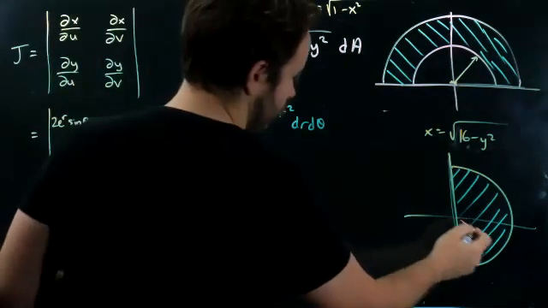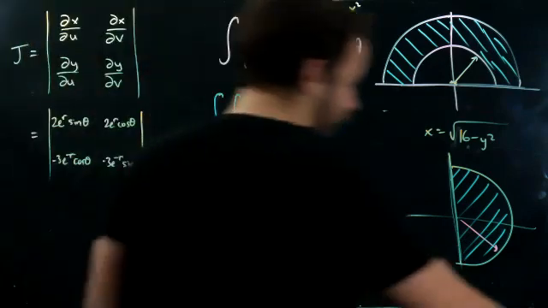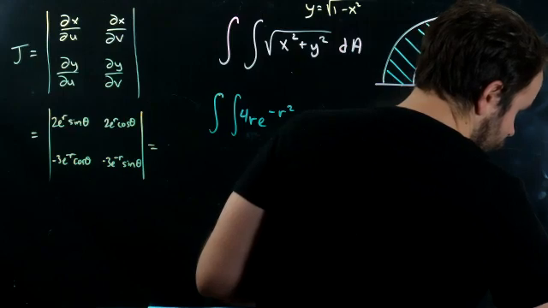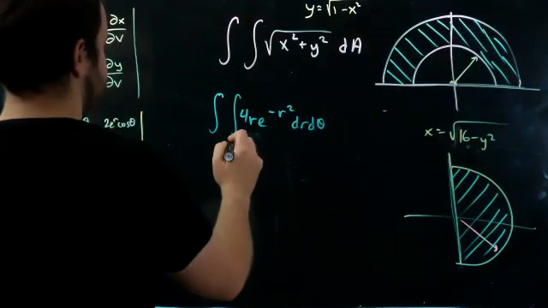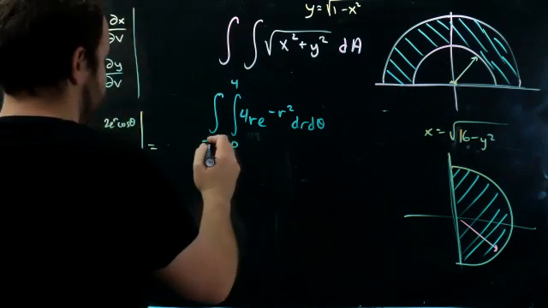0 to 4. Good. 0 to 4. And for theta, negative pi over 2 to pi over 2. Good.